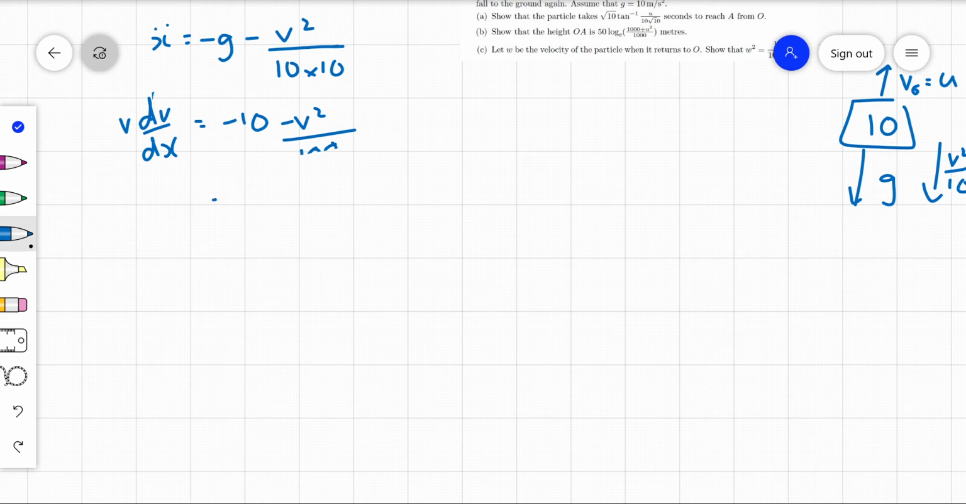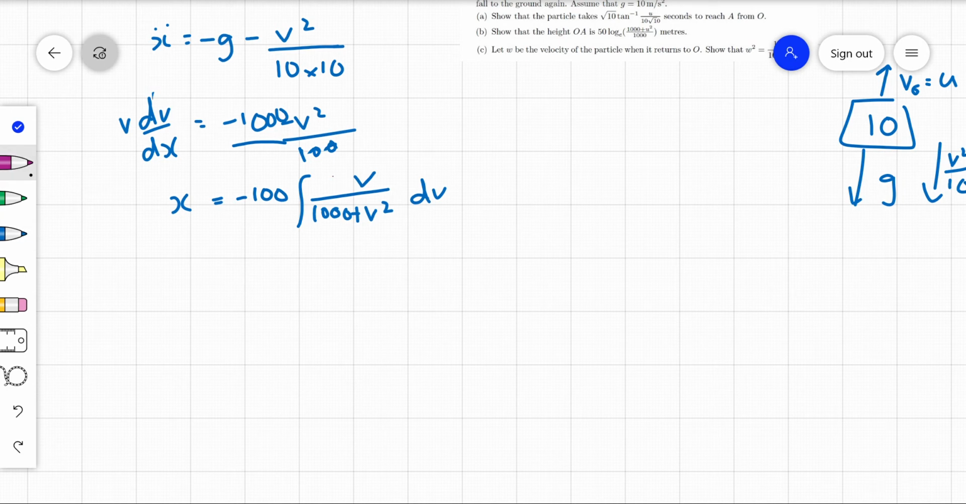All right, so again, remembering we made this 1,000 so that we could have a common denominator of 100. There we go. So again, tipping it upside down, we're putting that minus 100 out the front. We're going to have our 1,000 plus v squared on the bottom. And this time, because it's v dv dx, we're going to have a v on top. And you can see that I really want a 2 in order to have a log, so I have to divide that by 2.